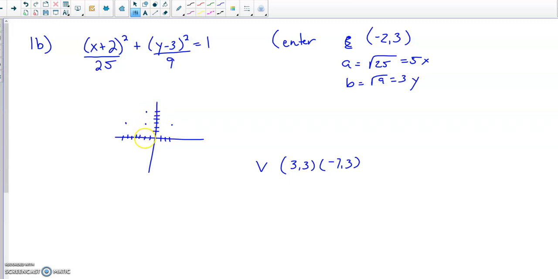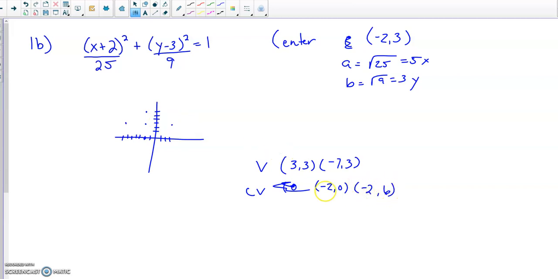1, 2, 3. So our co-vertices are going to be, let's see. Okay, our co-vertice would be what? Negative 2, 0. And negative 2 and 1, 2, 3, 4, 5, 6 will be 6.